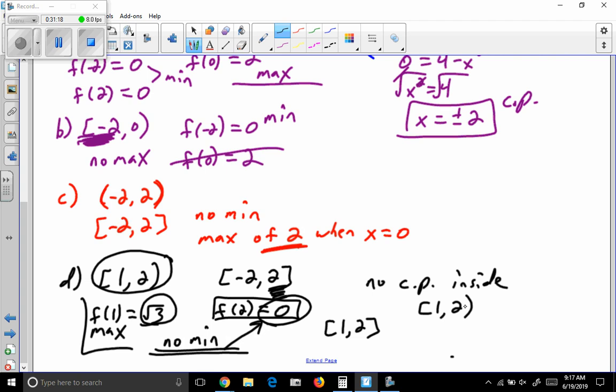All right, so that's just an overview of 3.1. That should be enough to get you kind of started on there.